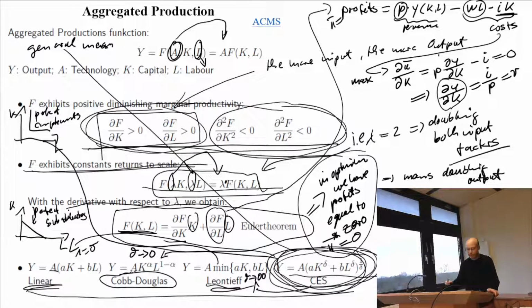And actually, if you look at the Cobb-Douglas function here, and let's take alpha equals 1/2, then you get y is the square root of capital and labor. And what is the square root of capital and labor? This is nothing else than the geometric mean of these two numbers.